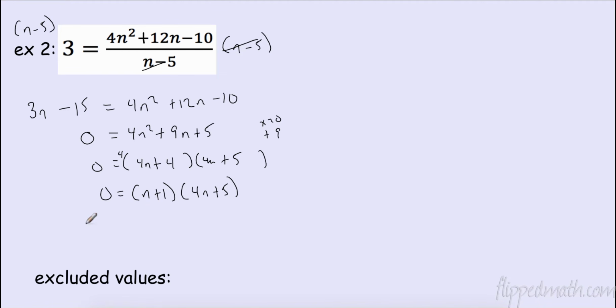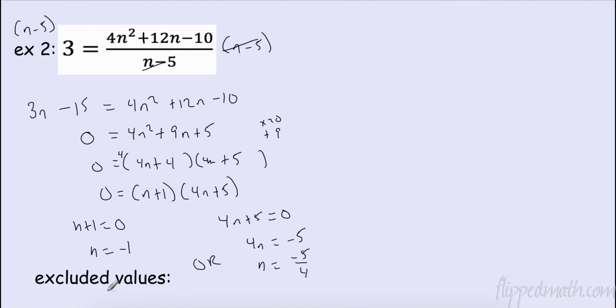Use our zero product property. N plus 1 could equal 0, or 4n plus 5 could equal 0. Subtract 1 on this, I get n equals negative 1. Over here, I subtract 5. I have 4n equals negative 5. Divide by 4, n would equal negative 5 over 4. So it looks like I have two answers.